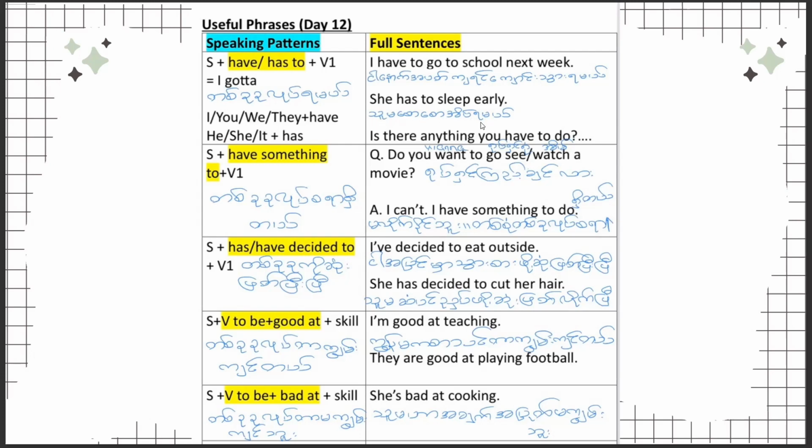Is there anything you have to do? If you have, you can answer yours.